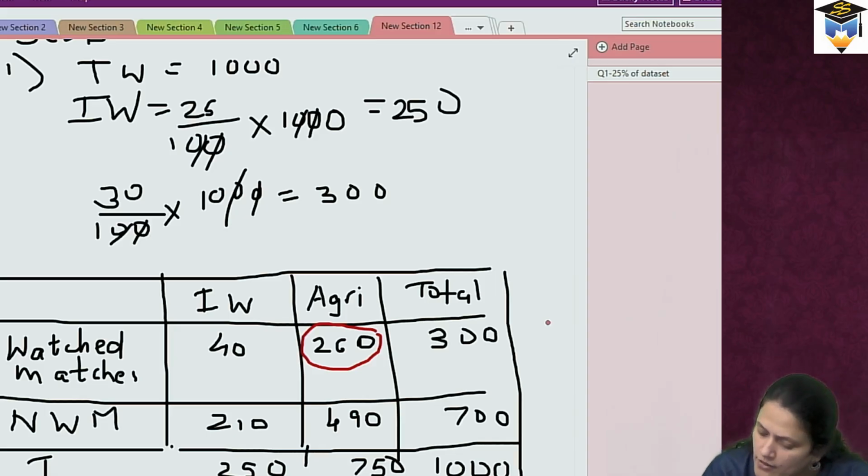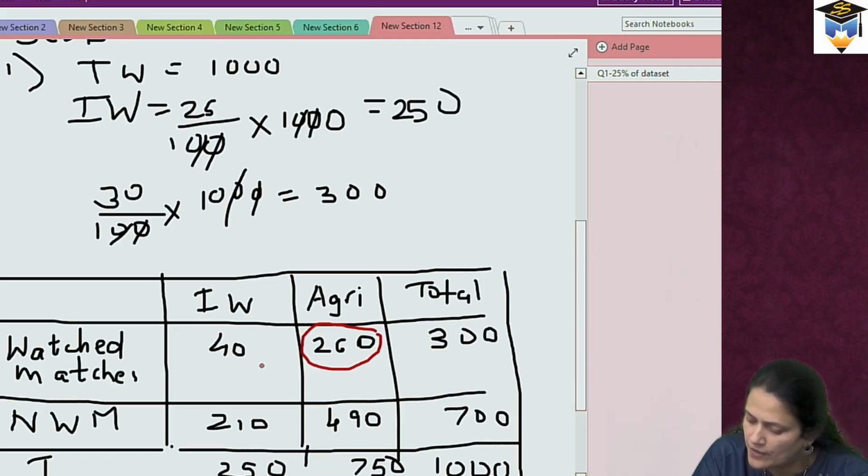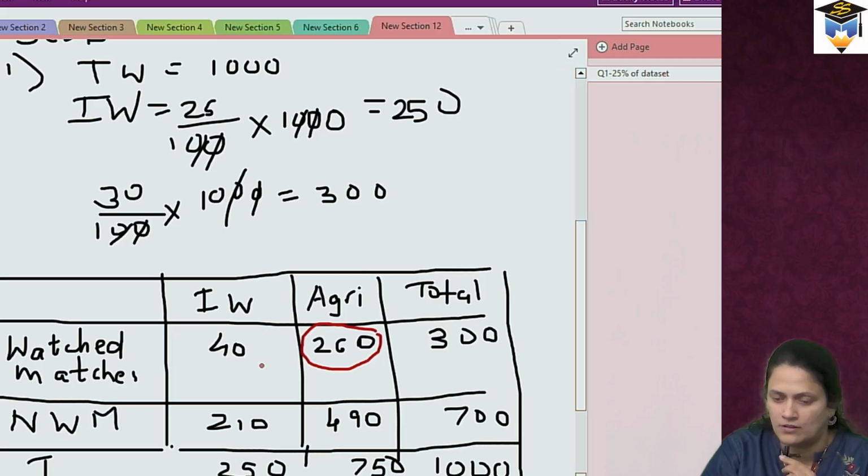Then what is the number of agricultural workers who had enjoyed World Cup matches on TV? So now we have this, 40 workers, and this is also given to us, 250. So now what you will do, this minus this will give you this number. So 750 minus 490 will give you 260, which is the correct answer. Understood?